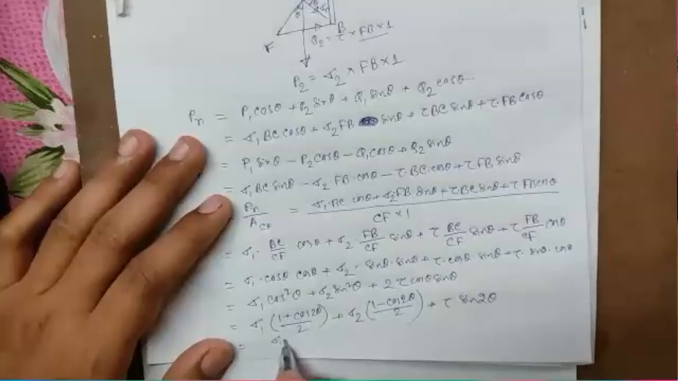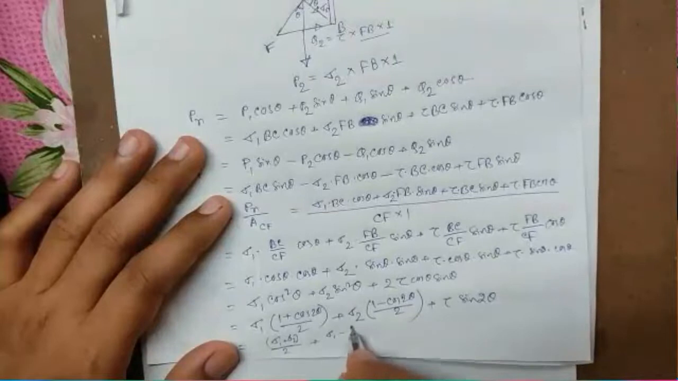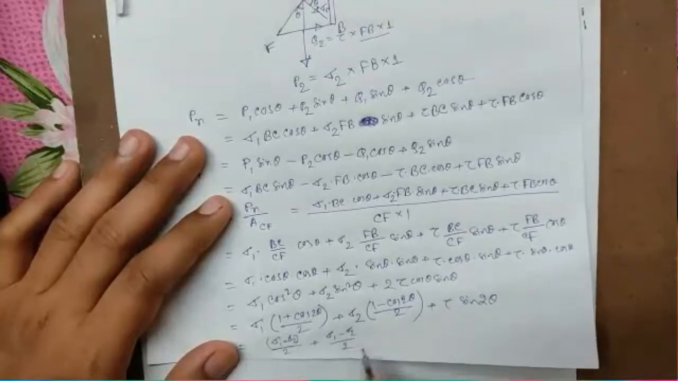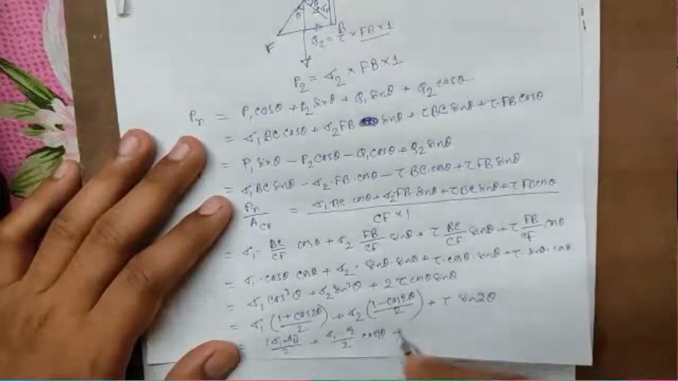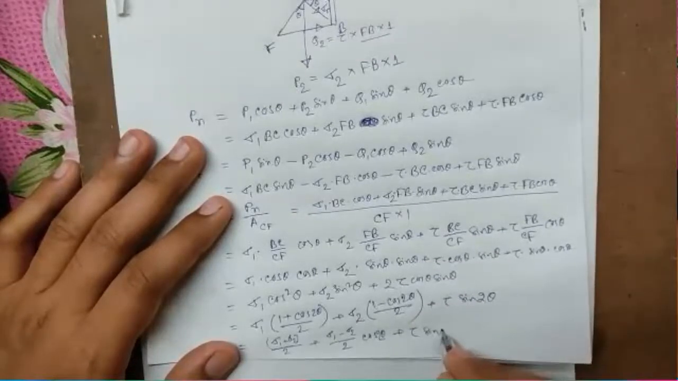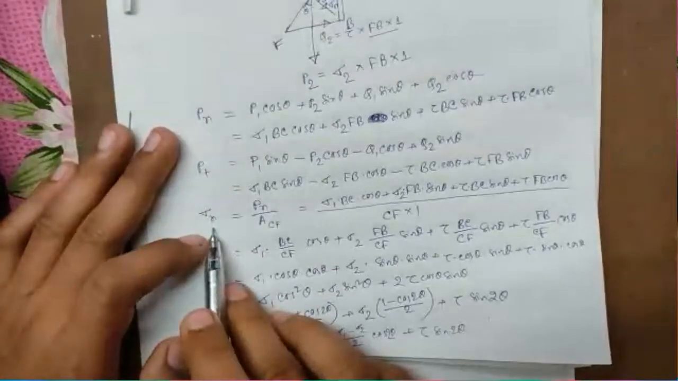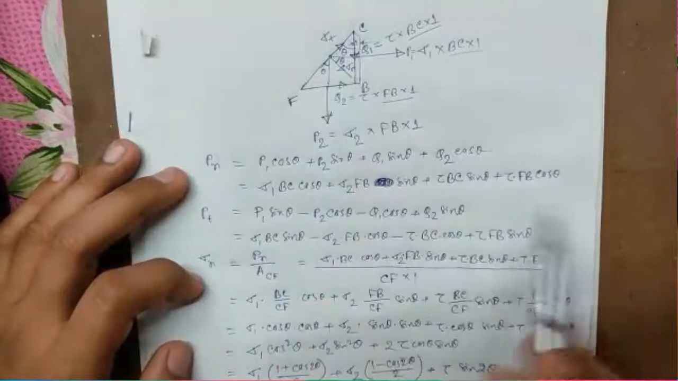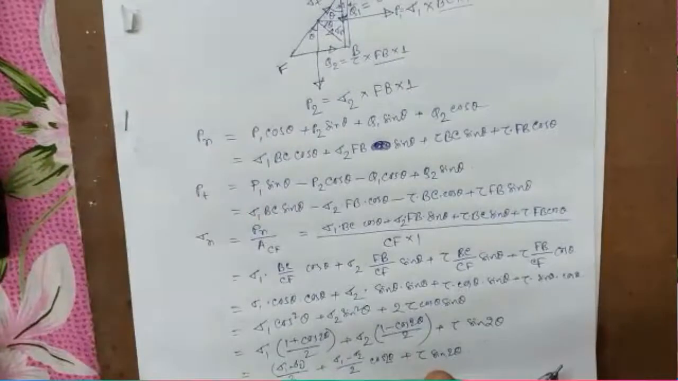this as (sigma 1 plus sigma 2) by 2 plus (sigma 1 minus sigma 2) by 2 cos 2 theta plus tau sin 2 theta. So this is the value of stress which is normal to the CF. Okay, so this is the normal stress acting on the oblique plane we have taken.